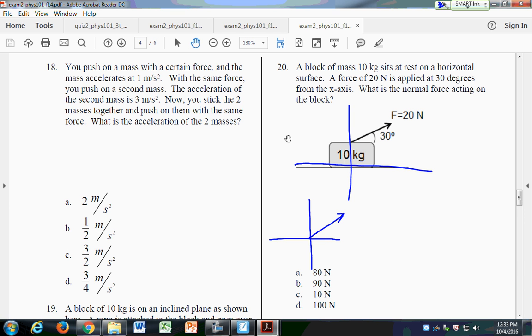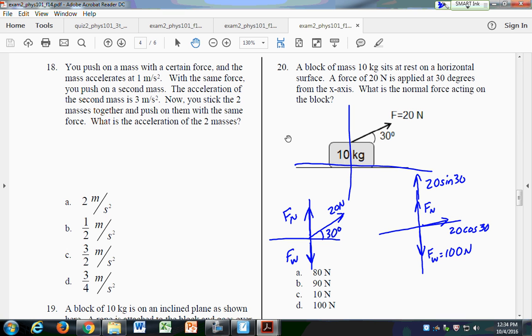So I have this force, which is 20 newtons, at 30 degrees. And then I have 2 other forces: the normal force, and the weight. That's it. Then I resolve my vectors: Fx and Fy are 20 cosine of 30 and 20 sine of 30. And Fw I know is equal to 100 newtons because it's 10 kilograms times 10 meters per second squared.